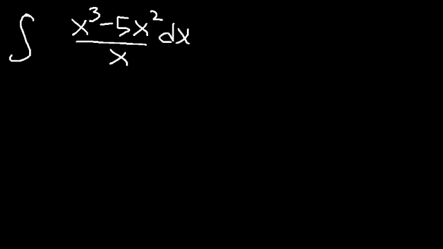Here's another one for you. What is the antiderivative of x cubed minus 5x squared divided by x from 2 to 3? So if you see a problem like this, what would you do on a test? If you have a fraction and if there's only one term in the denominator, separate it into two smaller fractions.